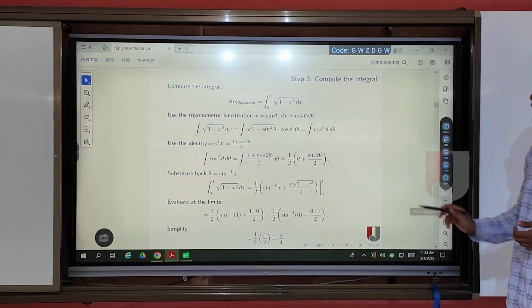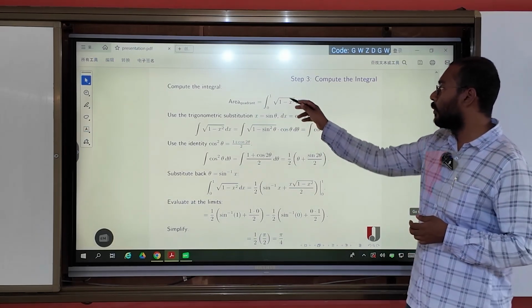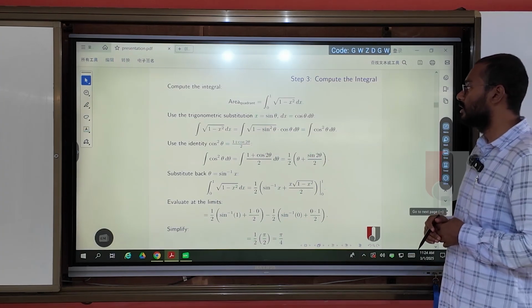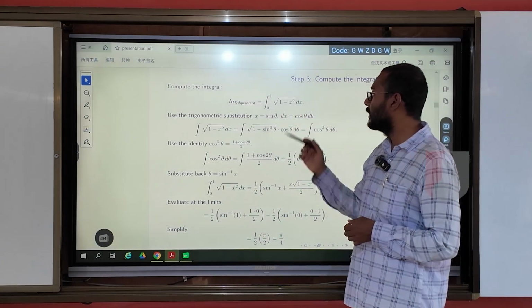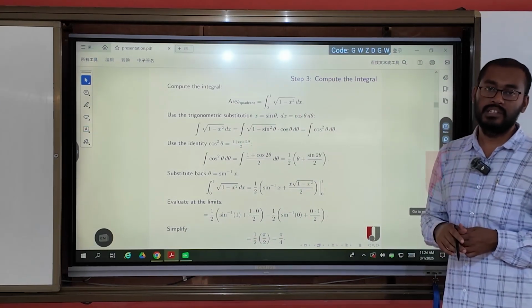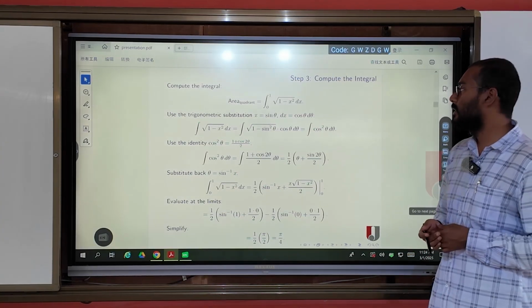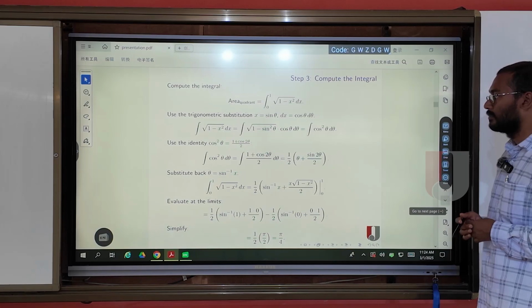So that was a simple integration: 0 to 1, root over of 1 minus x square dx. How to solve this integration? We substitute x equal to sine theta. It's a method of substitution. By this way I can solve the area.